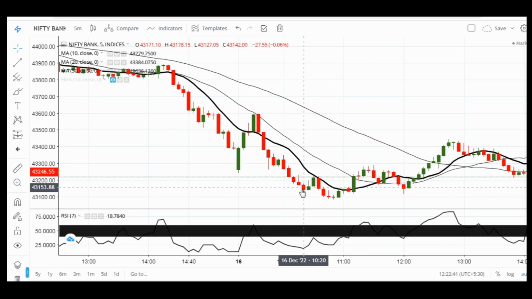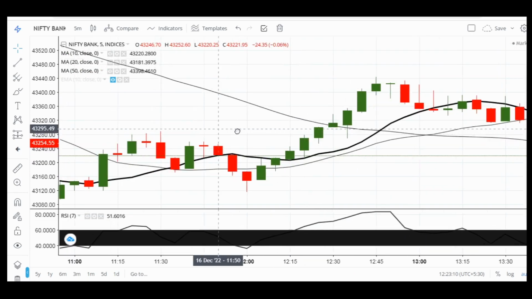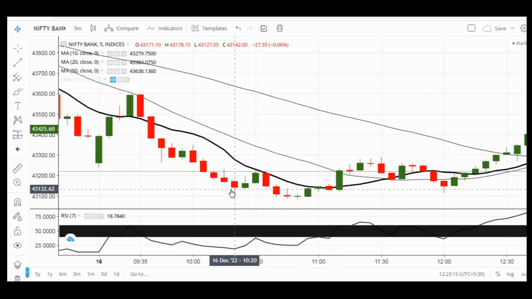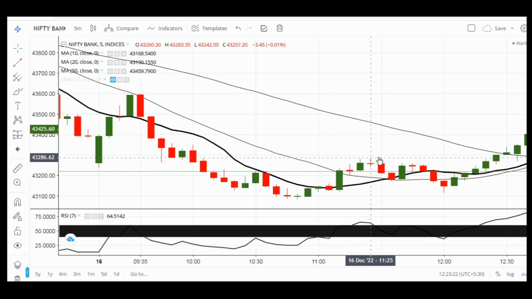So somewhere here we have exited our first lot at this candle at 1:1 ratio, and our second lot has been exited here at 11:05, as we have closed above SMA 10. You can see, this candle has closed above SMA 10. So we have exited our second lot here, and as soon as we have exited, you can see some rally which would have reduced our profits.